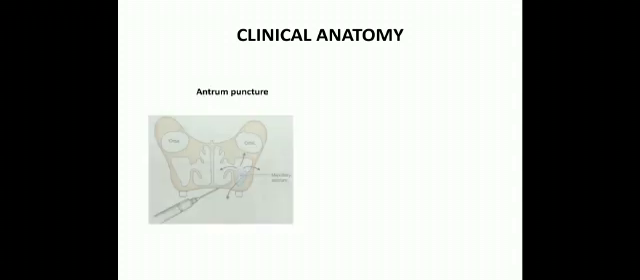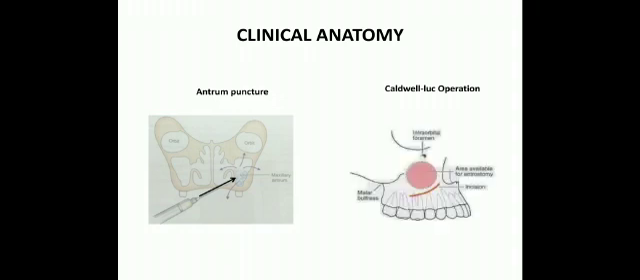It can be done by breaking the lateral wall of the inferior meatus and pushing in fluid and letting it drain through the natural orifice with the head in a dependent position. Or we can do the Caldwell-Luc operation. Here an opening is made at the canine fossa through the vestibule of the mouth, deep to the upper lip.